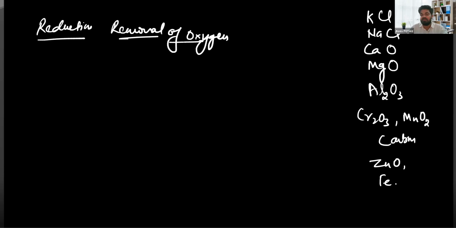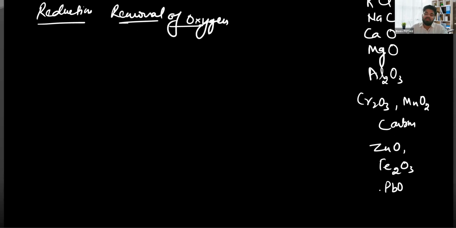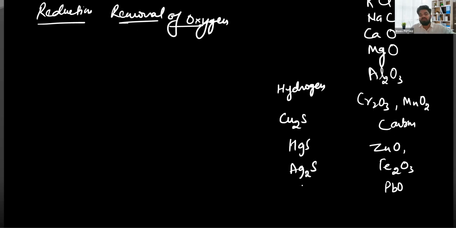After zinc we have iron, Fe2O3, then PbO, lead oxide, and after that we have hydrogen, and below hydrogen we have Cu2S, copper pyrite, which is an ore. Then Ag2S, HgS and Ag2S. Gold and platinum are found in the pure state. So these ores can be converted into their oxide form by simple roasting.